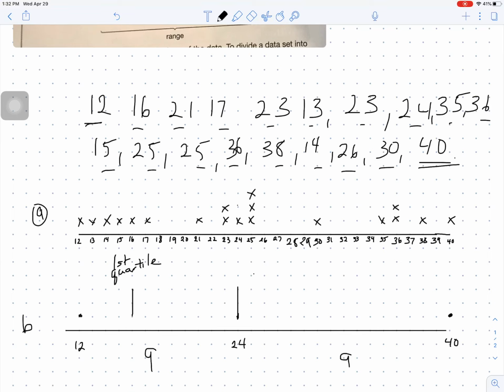Okay, sorry, I don't know if that spelled that neatly. And the second one, we have to go 5 in from 24. So 1, 2, 3, 4, 5, and we can see that 35 would be our third quartile. And if I follow that line down, we have a beautiful quartile here, and here's our box and whisker diagram.